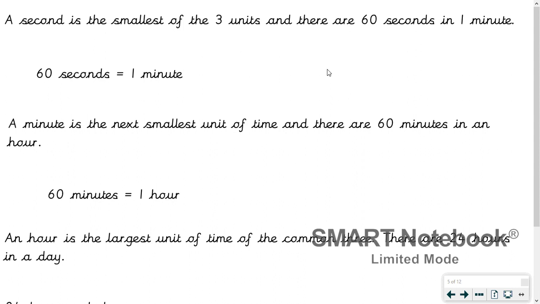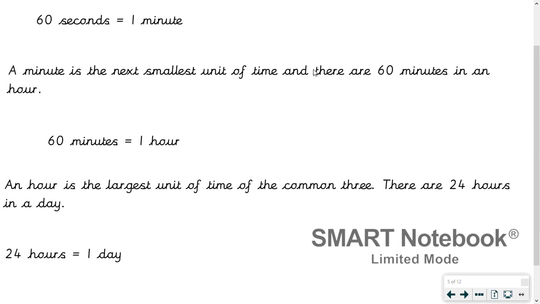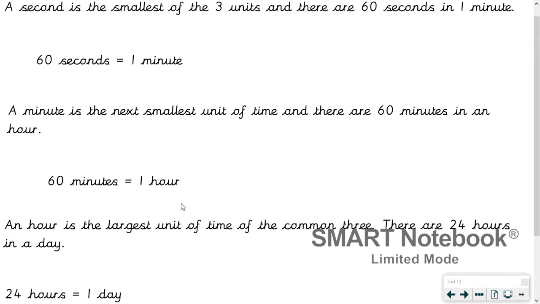Now a second is the smallest of the 3 units, and there are 60 seconds in 1 minute. So 60 seconds, 1 minute. Sure, you already know it, but if not, get it in your brain. A minute is then our next smallest unit of time, and there are 60 minutes in 1 hour. So you can see why 60 was such a key component. And then an hour is the largest unit of time of the common 3, and there are 24 hours in 1 day. I'm not going to use that one as much, but definitely seconds into minutes, minutes into hours.